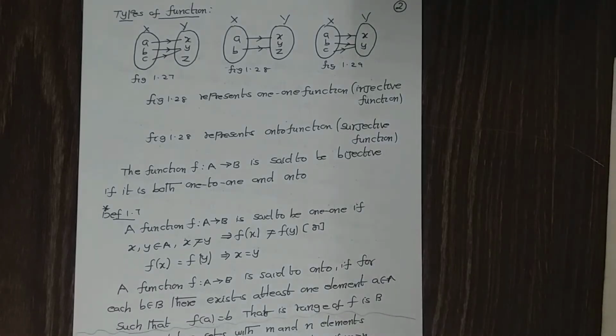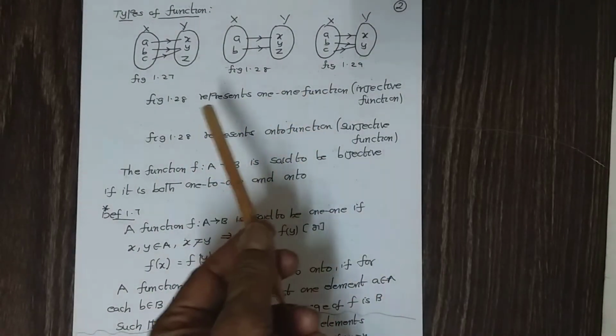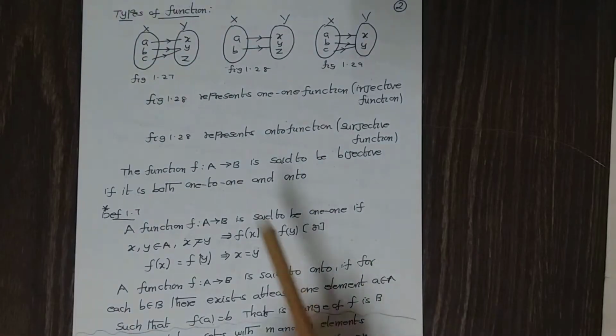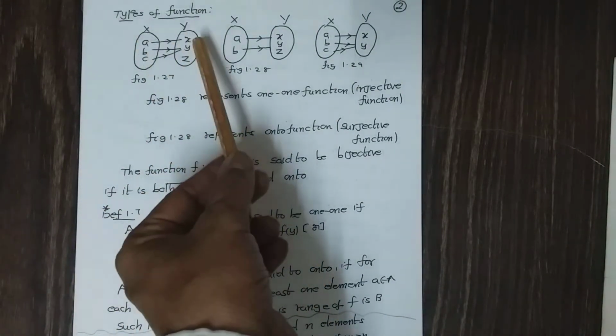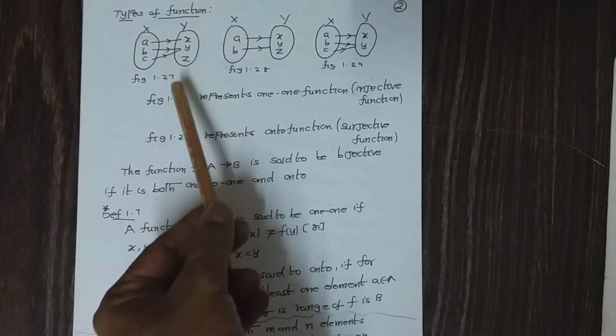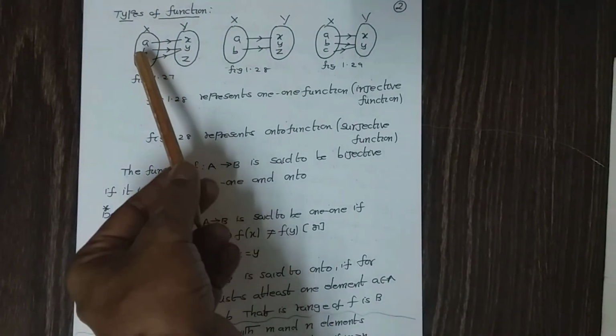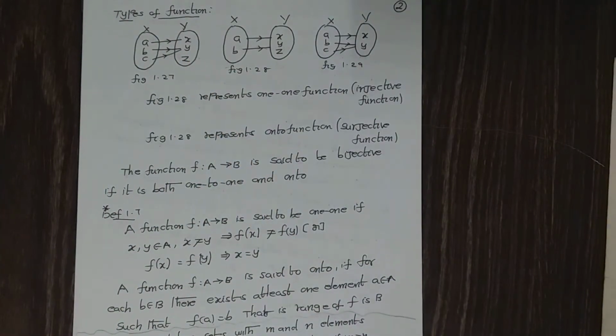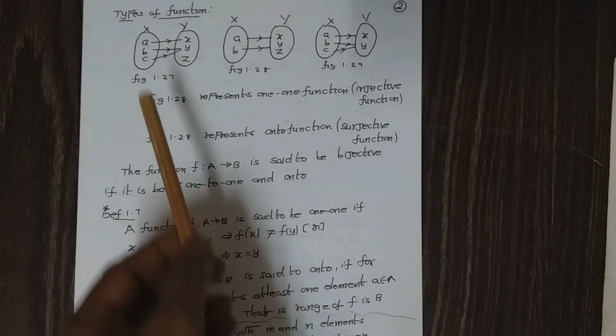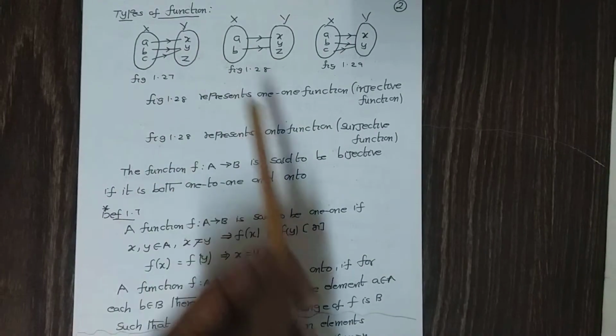Okay, now students, here some diagrams are given. These diagrams are given in the textbook itself. I took from the textbook. See here figure 1.27, X, Y, this is a domain, this is a codomain. A is mapped to X, B is mapped to Y, C is mapped to Y, Z is left unmapped. Student, this is also a function, but this is many to one function.